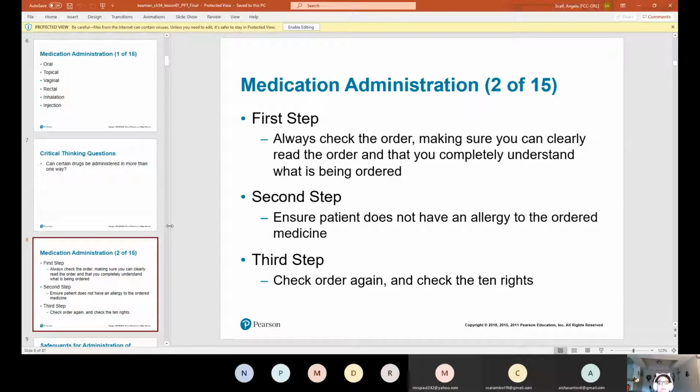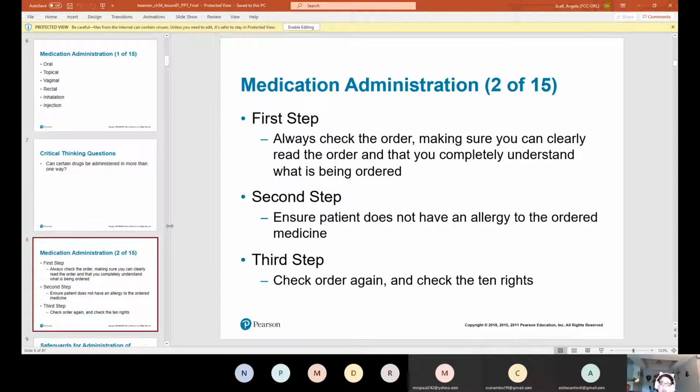Next, I'm going to check the order again. I'm going to look over there at the doctor. Okay, I'm looking at the computer screen or the file or whatever. The doctor wants 5 milligrams Solumedrol. Yes, that is the order. I'm going to pick up that medicine again, and I'm going to look at it. Yes, this is Solu-Medrol, and I'm going to make sure.